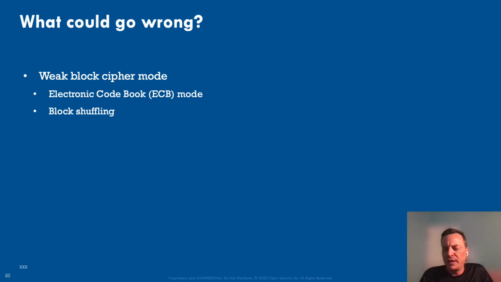Another one too, as I mentioned with encryption ciphers like AES, they have modes. So CBC, ECB, GCM. There are different modes for these on how they operate, and some have weaknesses. So electronic code book, I haven't seen this in a bit, but this is definitely vulnerable to what's called block shuffling.